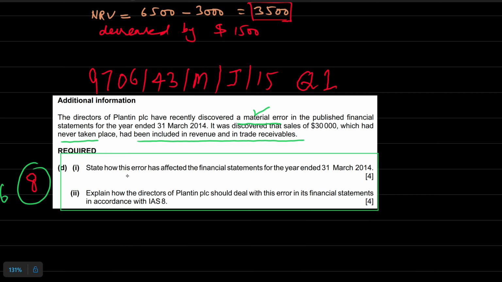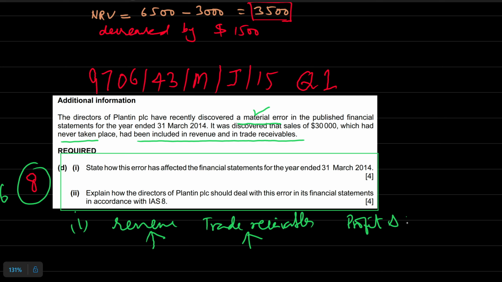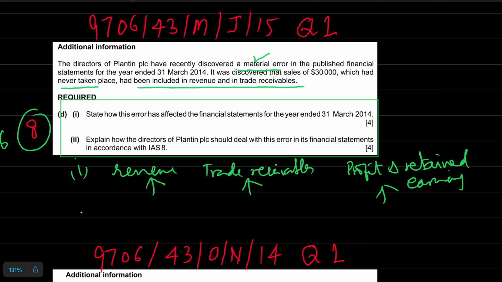So students, first of all, how has this error affected the statements? Revenue is overstated, trade receivables is also overstated, and profit and retained earnings are also overstated by this error.